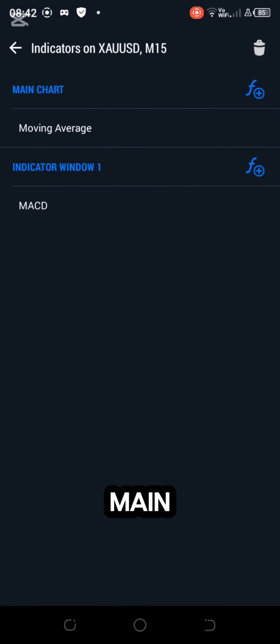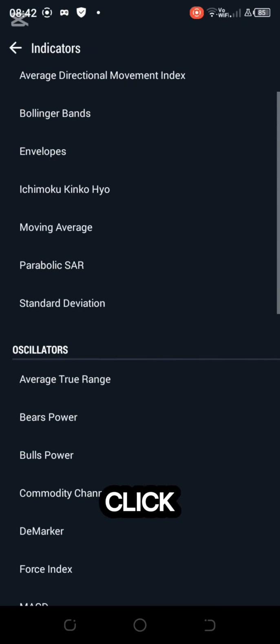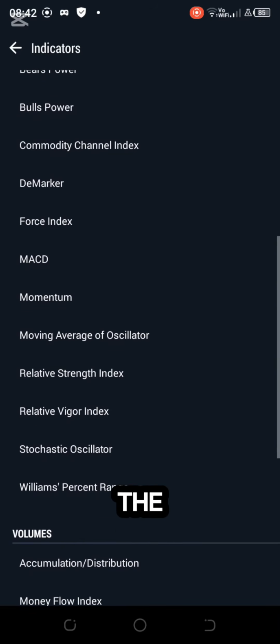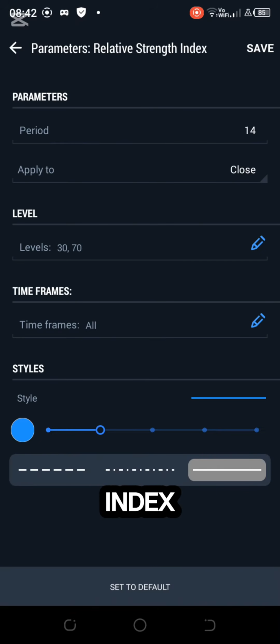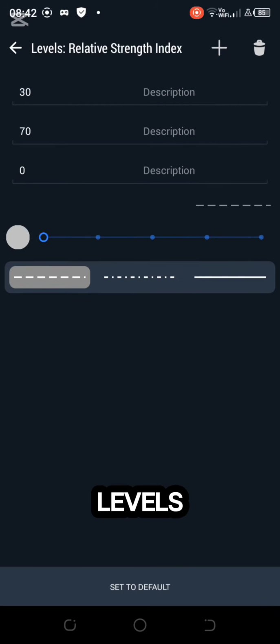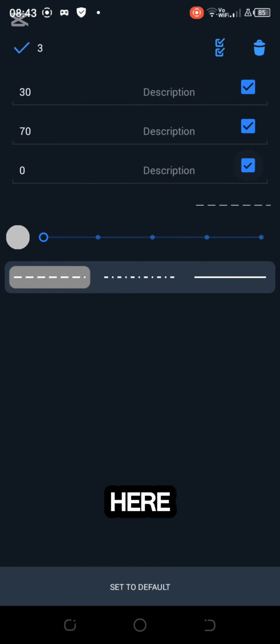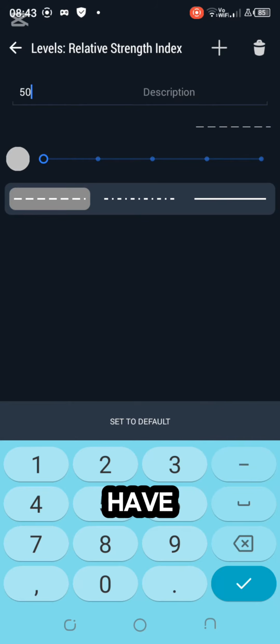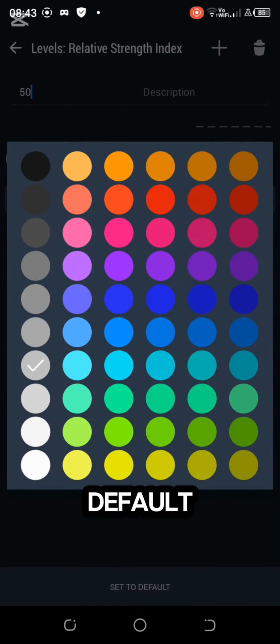Then we go on the main chart where we have the F icon. We click it again and go on oscillators. We're now going to go on the RSI, the relative strength index. It will have the default period and apply to close. Then we're going to change the levels here. On the levels, we're going to delete here, then add 50. So it will have 50 as the default level.